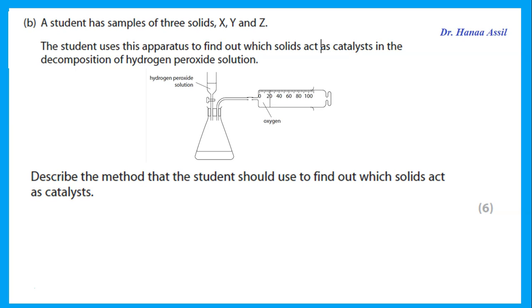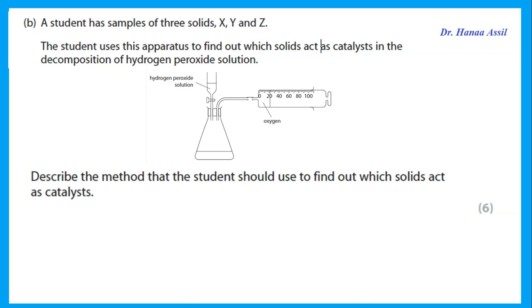A student has samples of 3 solids, X, Y, and Z. The student uses this apparatus to find out which solids act as catalysts in the decomposition of hydrogen peroxide. So we have 3 solids, X, Y, and Z, and we want to know which one acts as a catalyst. Describe the method that the student should use to find out which solids act as catalysts.